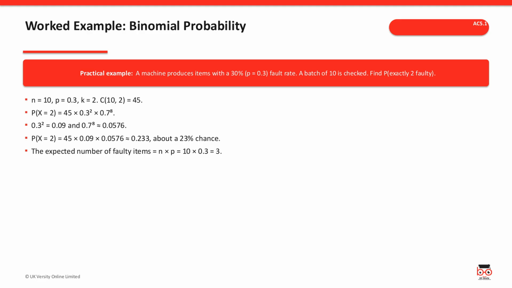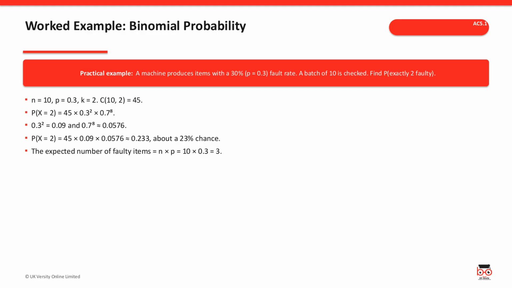First, C(10,2), the number of ways to pick which 2 are faulty, is 45. So the probability is 45 times 0.3 squared times 0.7 to the power 8. Now 0.3 squared is 0.09 and 0.7 to the 8 is about 0.0576. Multiply it all together.